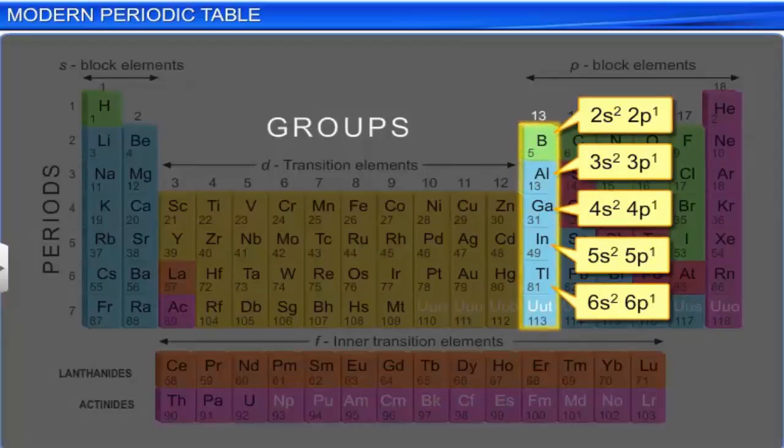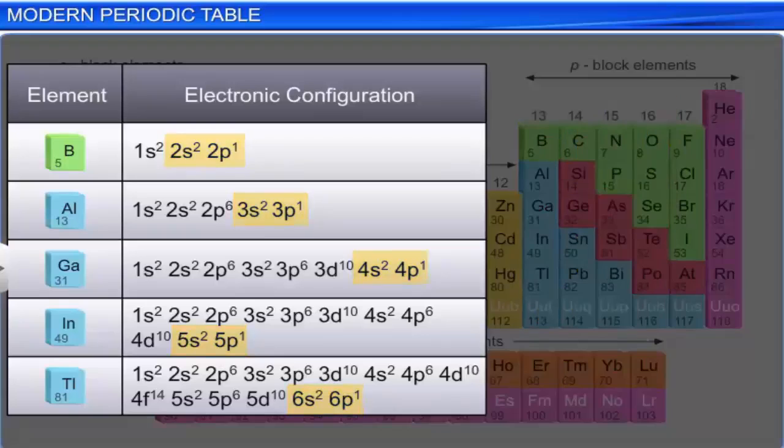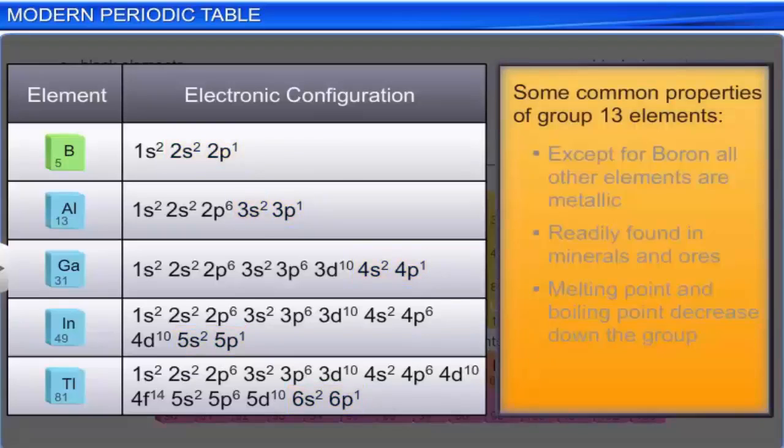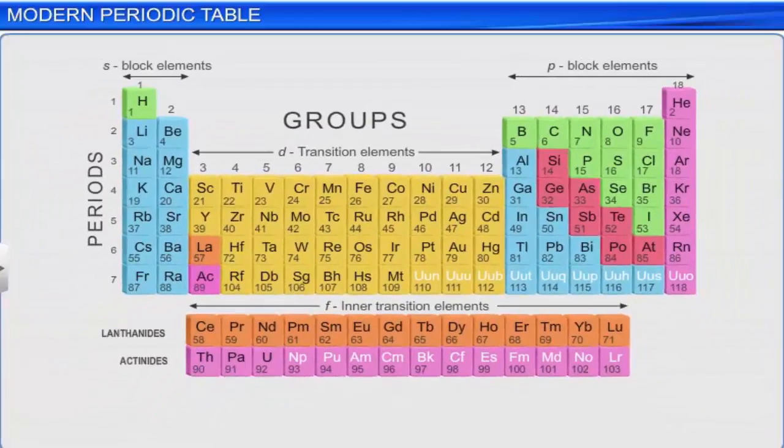For example, all the elements of the 13th group in the periodic table have the outer electronic configuration ns2np1 and therefore share similar physical and chemical properties. For example, except for boron, all other elements are metallic, are readily found in minerals and ores, and their melting and boiling points decrease as we go down the group. As of July 2009, the long form of the periodic table has a total of 118 elements.